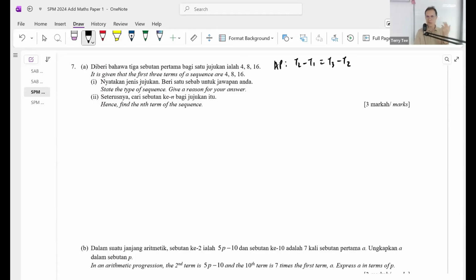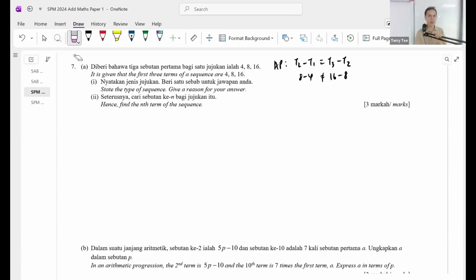So you actually don't have to do that. You can see it's obviously not, right? Because your 8 minus 4 is going to give us 4. And your 16 minus 8 is going to give us 8. Obviously, they're not the same. So it's definitely not arithmetic. So we got to do geometric progression.